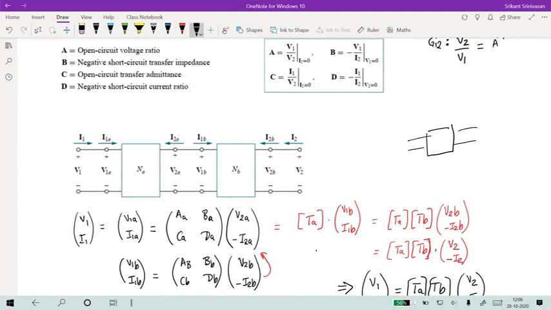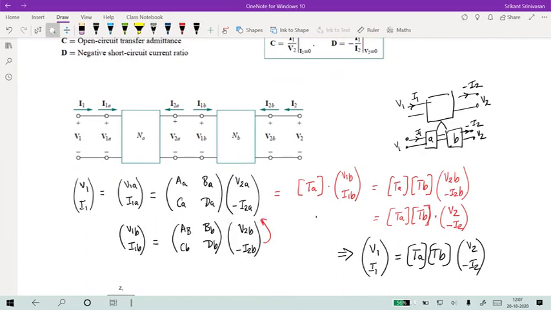Okay, that means if I have a two-port network which looks like this, I can split it into two networks, A and B, and this is the same V1 I1 and V2 minus I2, would be the same V1 I1 and V2 minus I2. So I split it up into two networks, then I have to multiply the transmission matrix for both of them. Slightly different from the impedance and admittance, right?